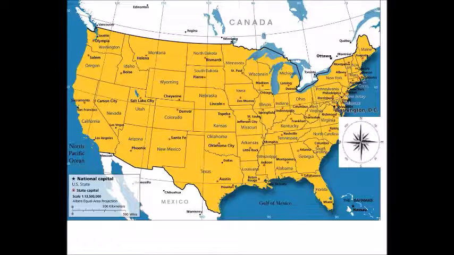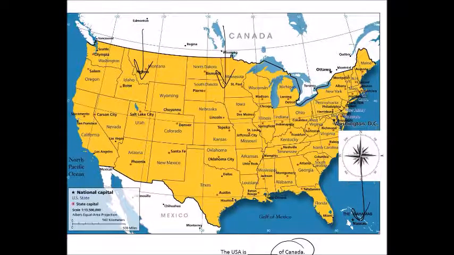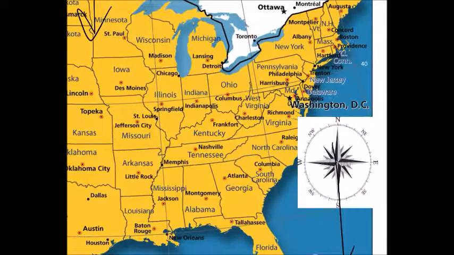Another example on a larger scale here is this map of the United States, Canada, and Mexico. If we were to look at the sentence, the United States is blank of Canada, again, of means from. So, if we were looking from Canada and looking at the United States, we would be looking in that direction. If we were to pick up these arrows and place them onto our compass rose, they'd be pointing in the southern direction.